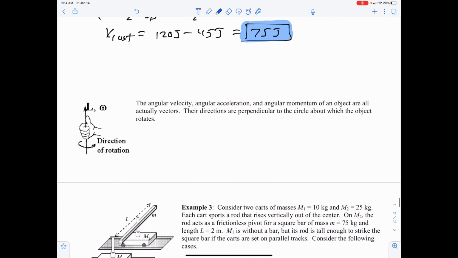Okay, a little bit more on right-hand rule. You can see how it works there. Fingers curl in the direction of rotation, and the thumb points in the direction of all angular quantities. That would be angular momentum, angular velocity, even angular acceleration, and torque. All the vectors are perpendicular to the direction of rotation.